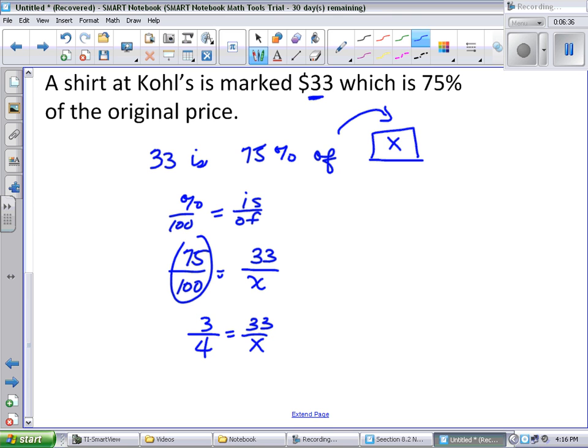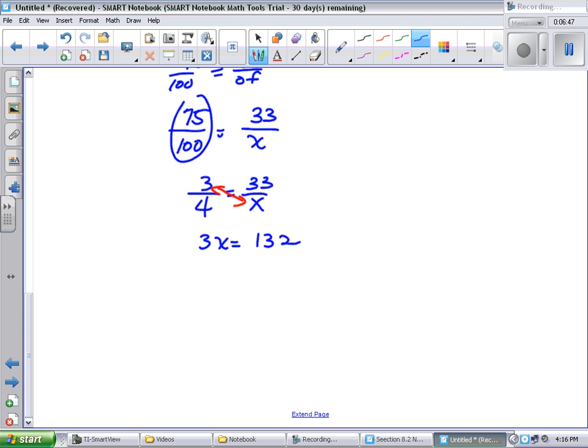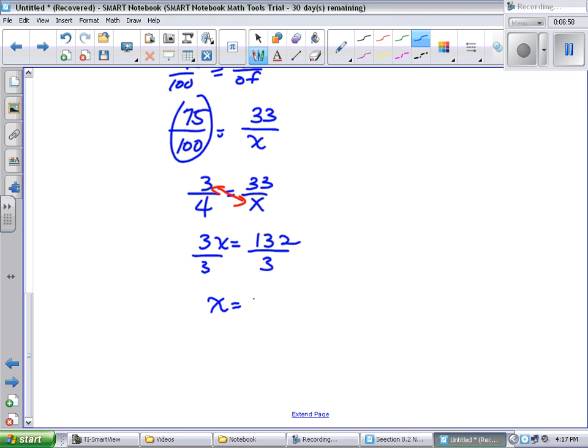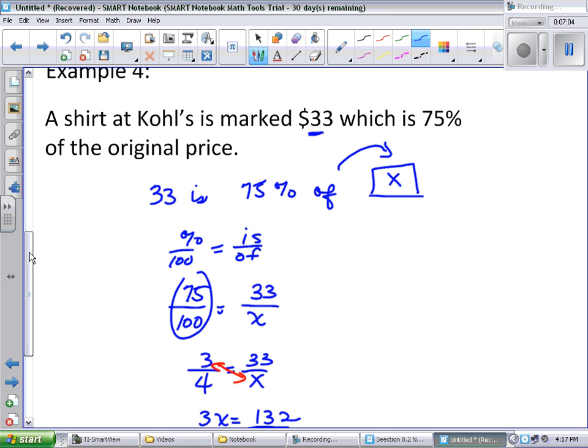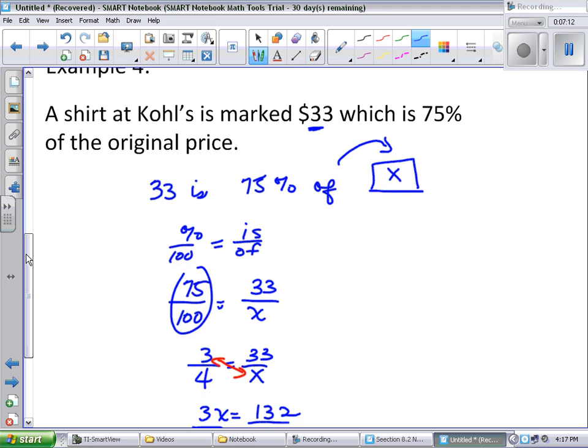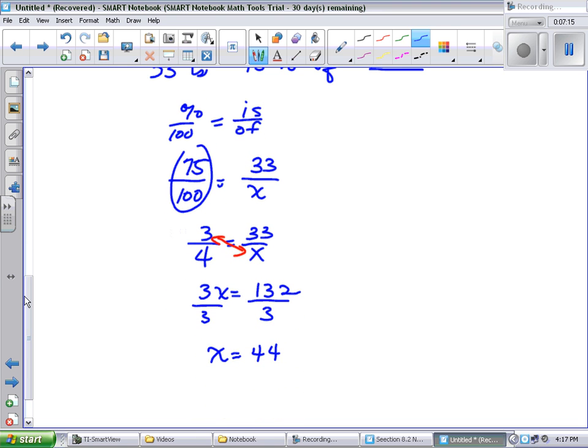So when I cross multiply, I will have 3X is equal to 132. And if I divide both sides by 3, I'll have X is equal to, well, I did have to use the calculator after all. X is equal to 44. A shirt at Kohl's is marked at $33, which is 75% of the original price. The shirt was actually $44 to start off with.